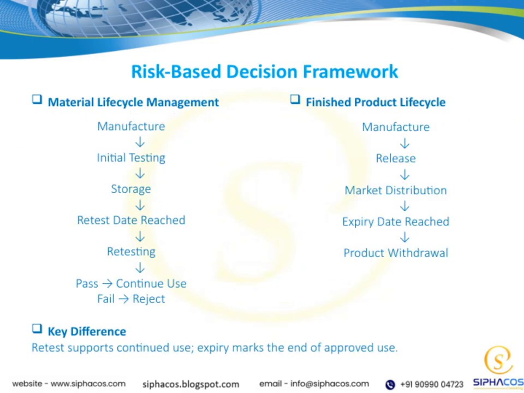Here, we're looking at a key difference between retesting and expiry in product management. Retesting allows for continued use of a material or product, as long as it passes the required checks. Expiry, on the other hand, signals the end of approved use, no exceptions. The slide breaks down the life cycle of finished products versus materials, showing how retesting fits into ongoing quality assurance. Ultimately, this approach supports a risk-based decision framework, helping us decide when it's safe to keep using something or when it's time to let it go.